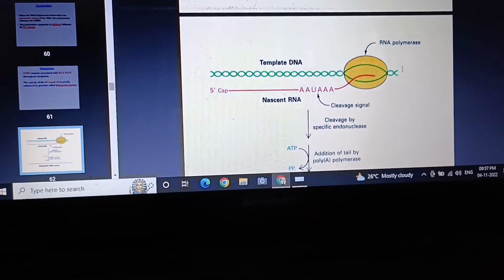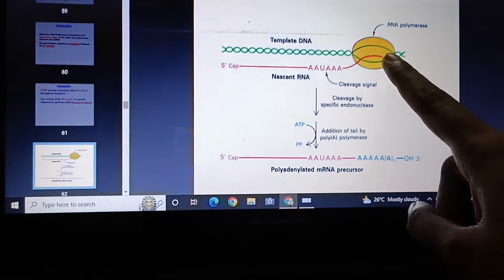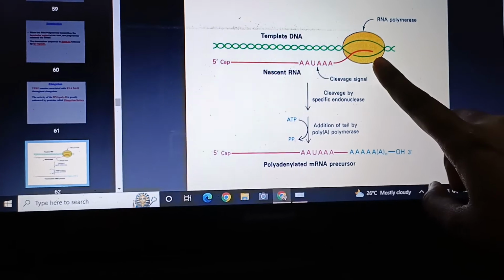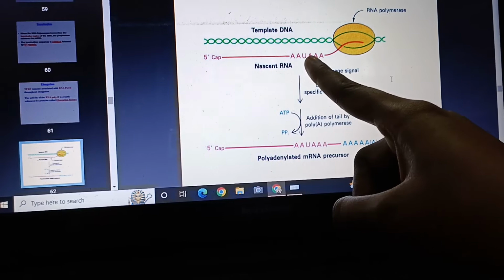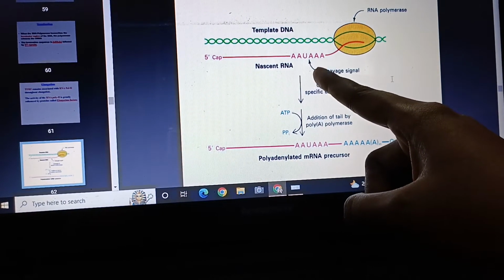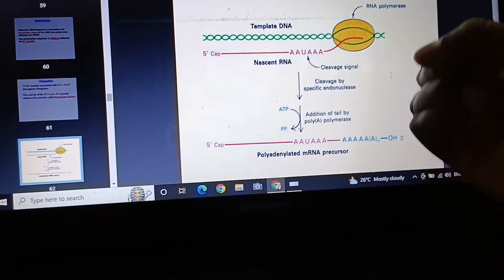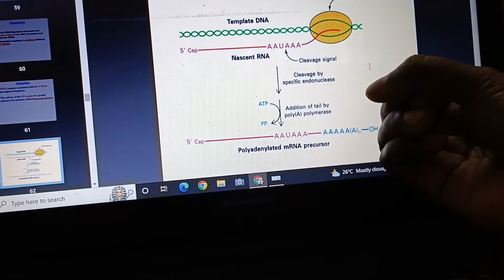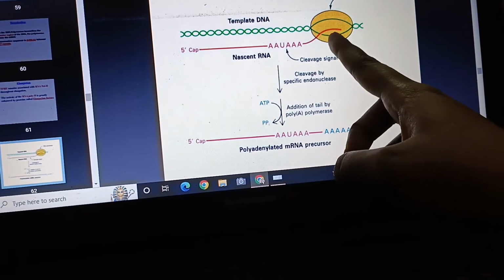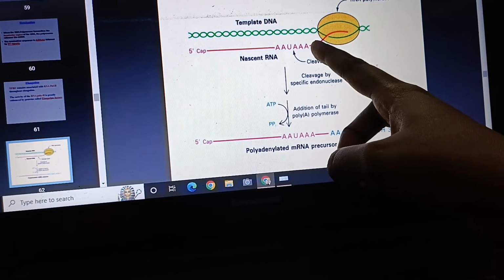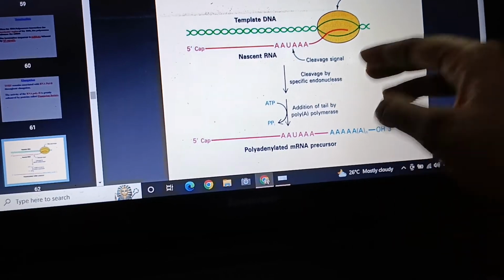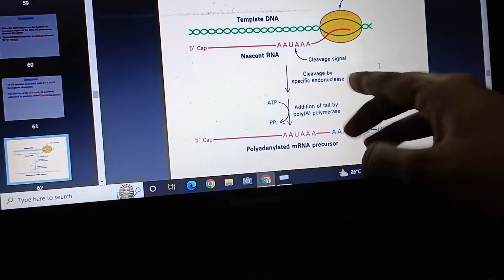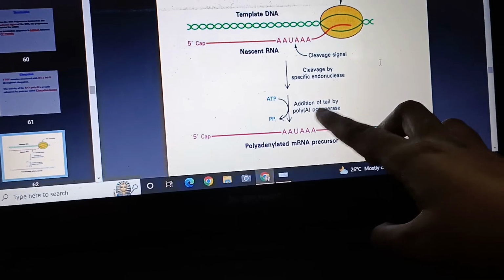So this is the process of your termination. As I told you already, RNA polymerase is a hand-like structure. Once the region AAUAA, the terminator region, is reached, it will give a signal. The palm-like structure of RNA polymerase will release the newly synthesized RNA. This is your nascent RNA. Then cleavage by a specific endonuclease. Endonuclease means cleavage happens within the strand. Then addition of the tail by poly A.